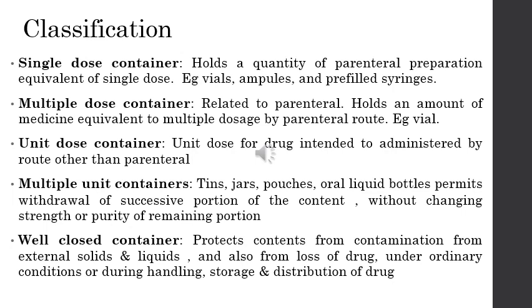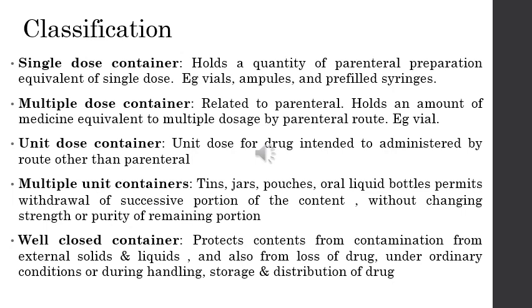Next, we come to the classification of the containers. This classification is based upon the doses, as in whether it is giving a single dose or a multiple dose. Based on that, we'll classify the containers. The first classification is the single dose container. This is particularly for the parenteral preparations. It will hold a single dose of the drug. The examples are a vial, ampule, or a pre-filled syringe.